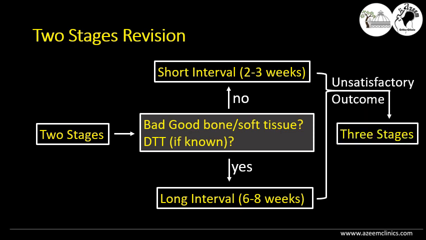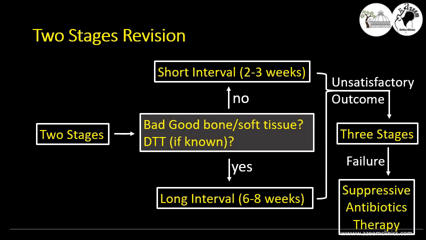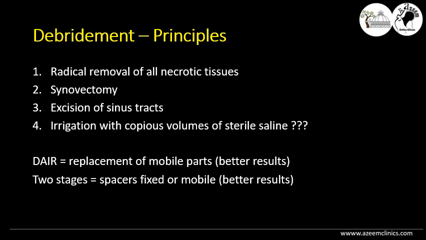If after 2 stages it's unsatisfactory, you can go for another stage. If multiple stages fail, the only way left is suppressive long-term antibiotic therapy. The principles of the debridement surgeries are clear. Eradicate and remove radically all the necrotic tissue. Do a total synovectomy as much as possible, because the clefts in the synovium will always harbor bacteria, preventing the antibiotics from reaching it. Excise the sinus tracts, and finally, irrigation should be used with copious volumes of sterile saline.